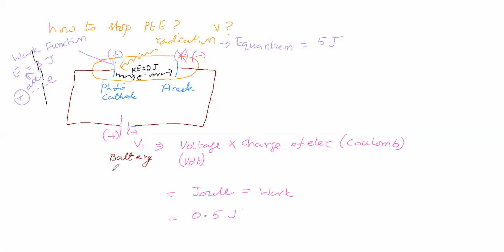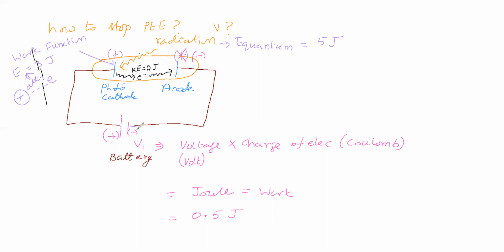Okay, you are using the battery. Battery is having some voltage. That voltage you are multiplying with the charge of electron. That SI unit is coulomb. Multiplying these two, volt into coulomb is called joule. So substitute this voltage, substitute the charge of electron. We can take this from the value table. We will get joule. Suppose joule is this much.